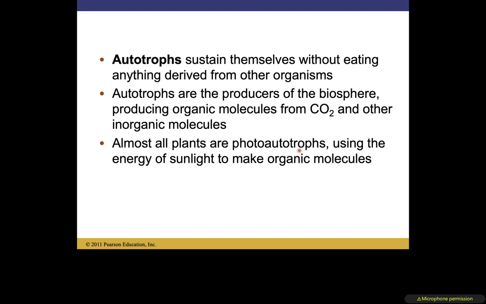There are autotrophs called chemoautotrophs, meaning they don't get their energy from the sun, but they get their energy from chemicals. And those are the ones that we talked about that could live in the vents of geysers, in the deep sea vents. They actually obtain their energy from chemicals that come up from the earth.